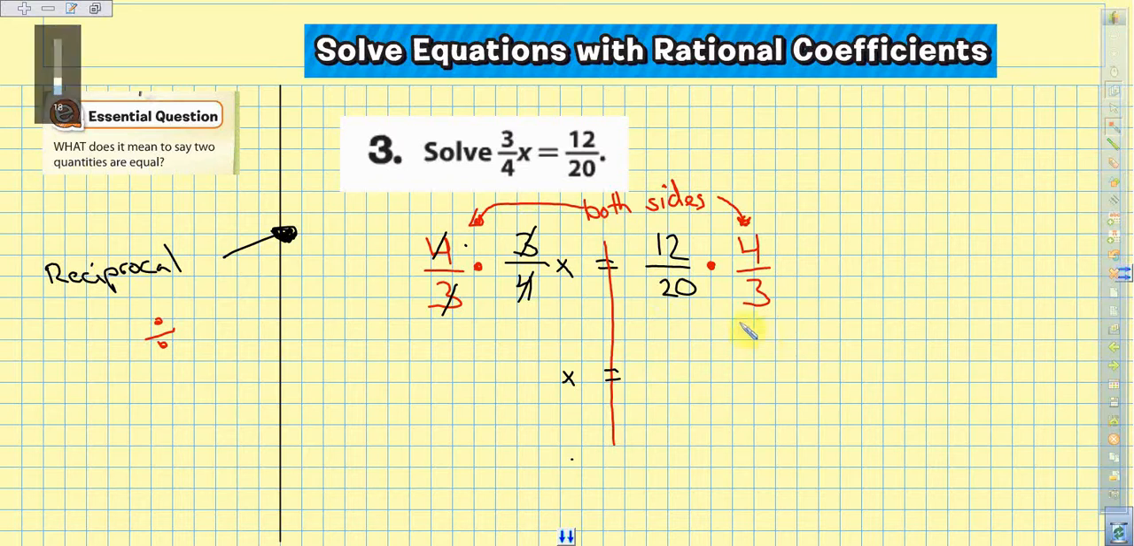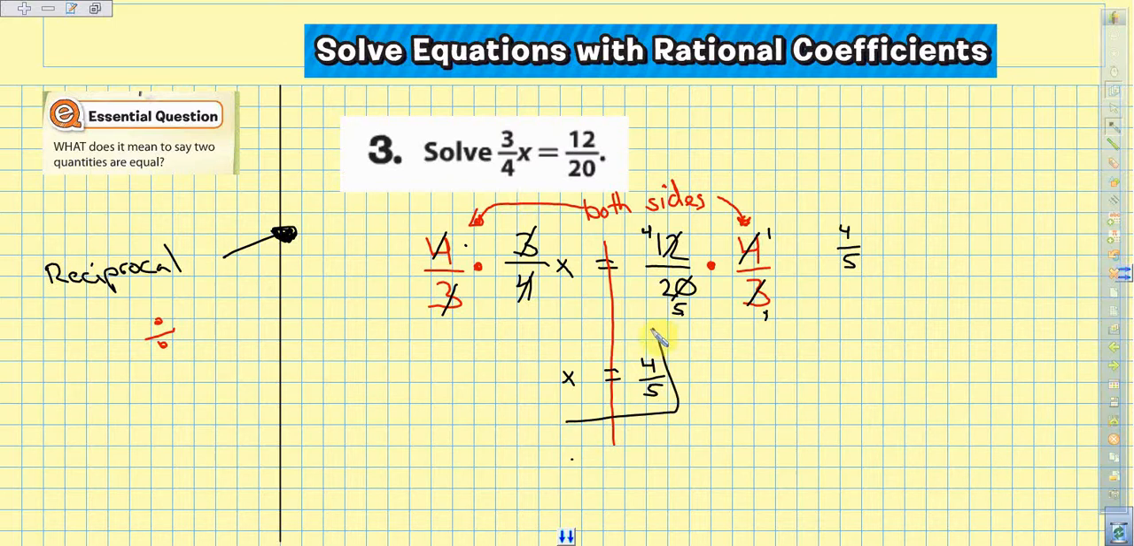And then from here, we could do some cross canceling and then some multiplication. So right away, I see some cross canceling that can go on, and then we're just going to multiply straight across. So I know that 3 goes into 3 one time, and 3 goes into 12 4 times. I know that 4 goes into 4 one time, and I know that 4 goes into 20 5 times, and I multiply straight across now. 4 times 1 is 4, 5 times 1 is 5, and so my answer is 4/5.